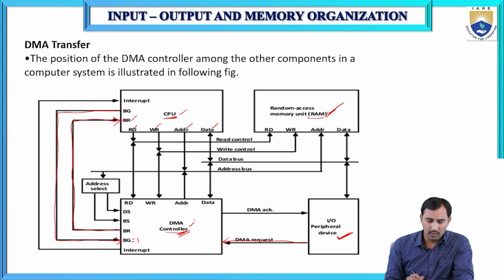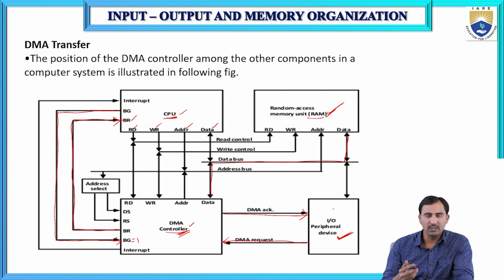Once the DMA controller receives a bus grant signal, it will send an acknowledgement to the IO device. Whenever the IO device receives a DMA acknowledgement, the IO peripheral device starts transferring the data to the memory. It transfers the data to the memory through the data bus.